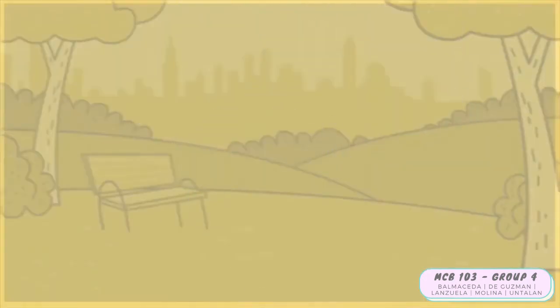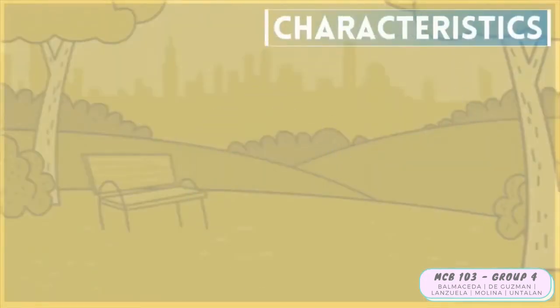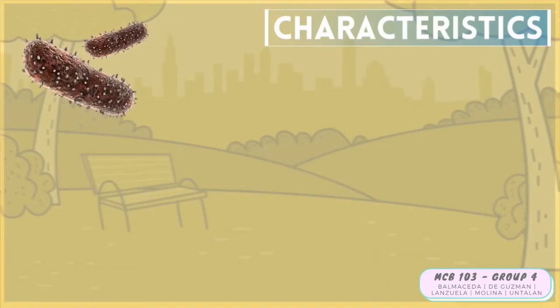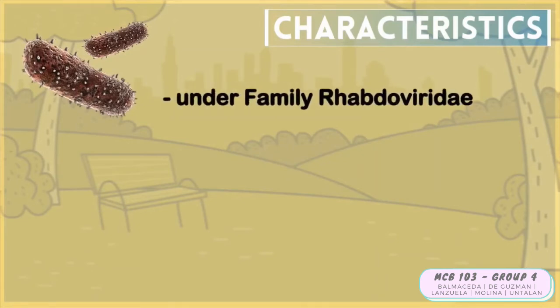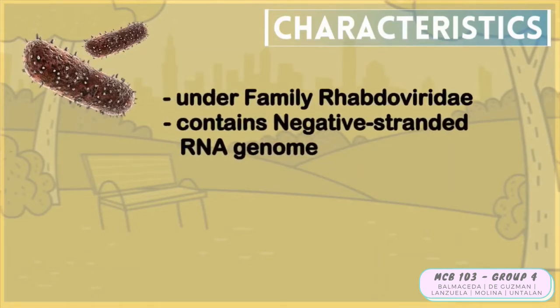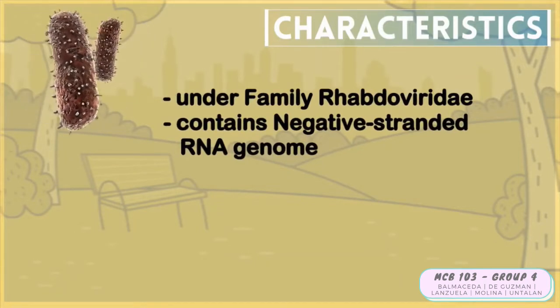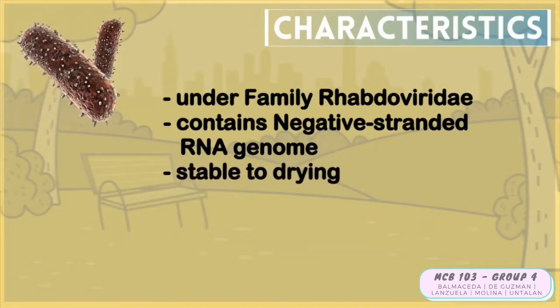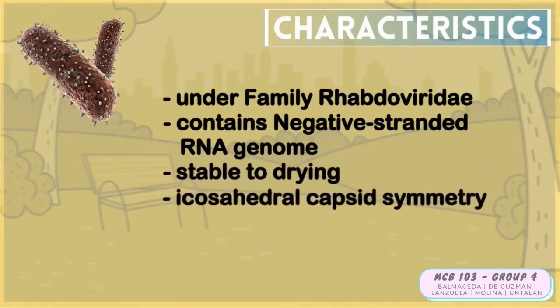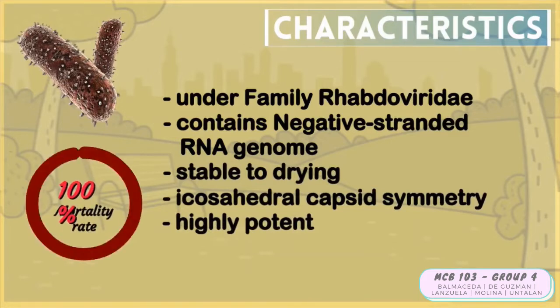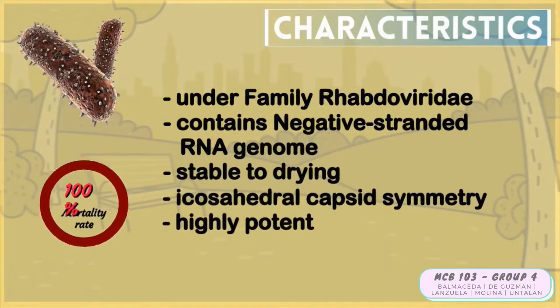Now let's start with its characteristics. Rabies virus is a medically significant virus under family Rhabdoviridae that contains a negative-stranded RNA genome. These bullet-shaped enveloped viruses are very stable to drying and have an icosahedral capsid symmetry. It is highly potent, which connotes a 100% mortality rate caused by the virus.